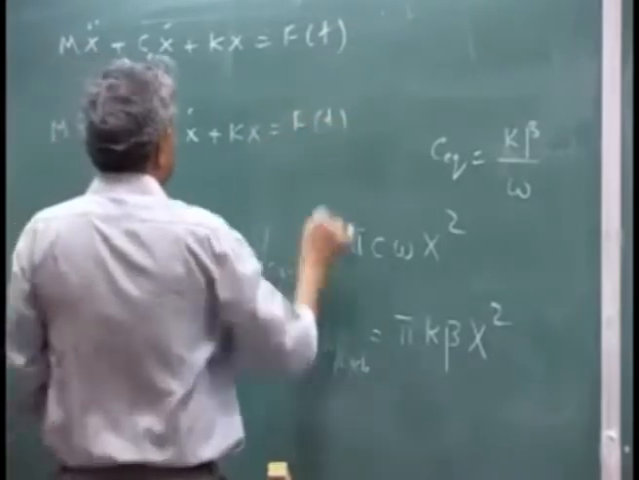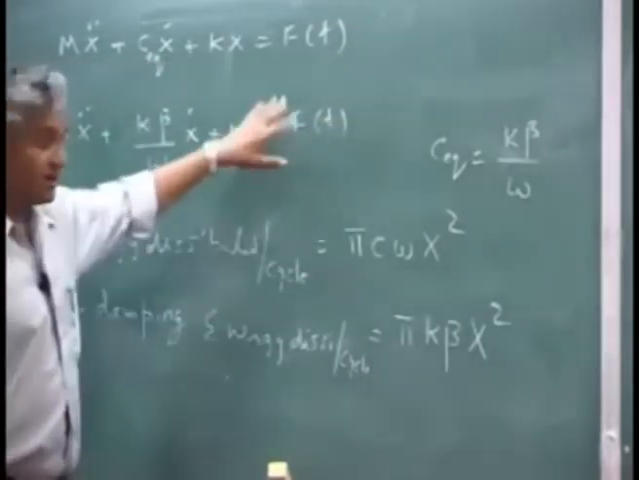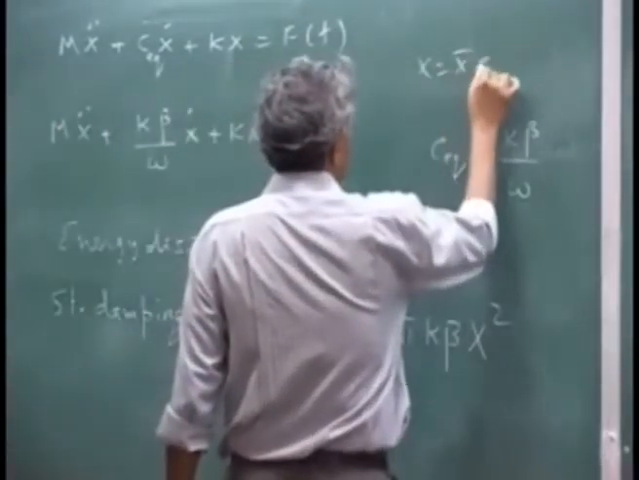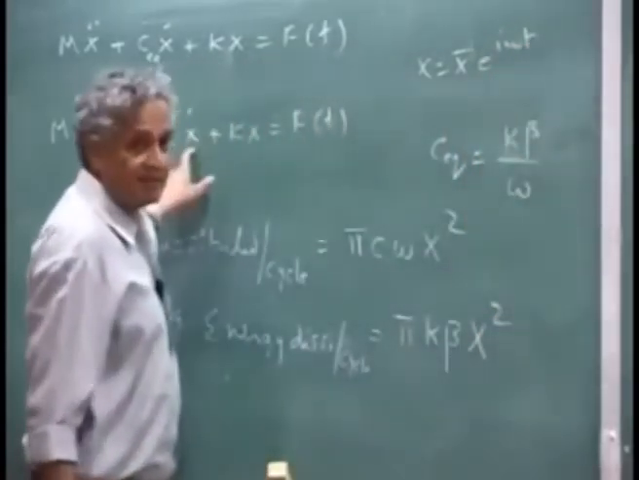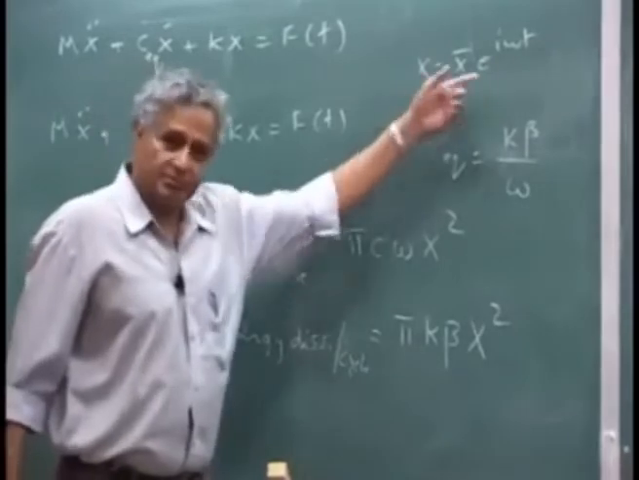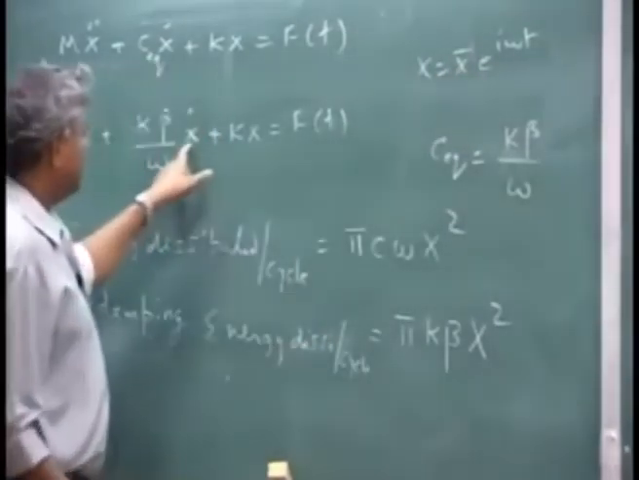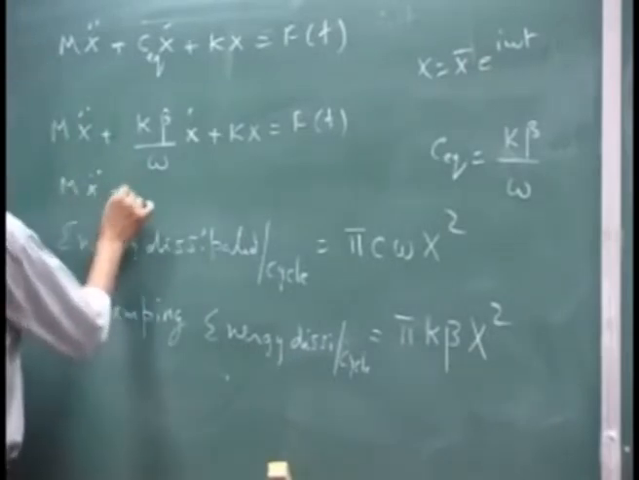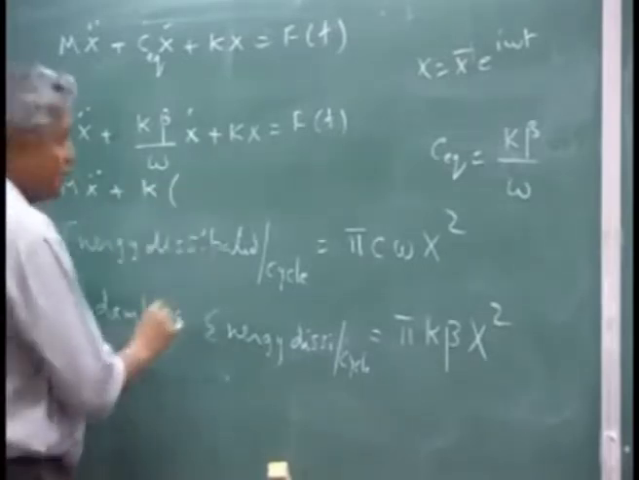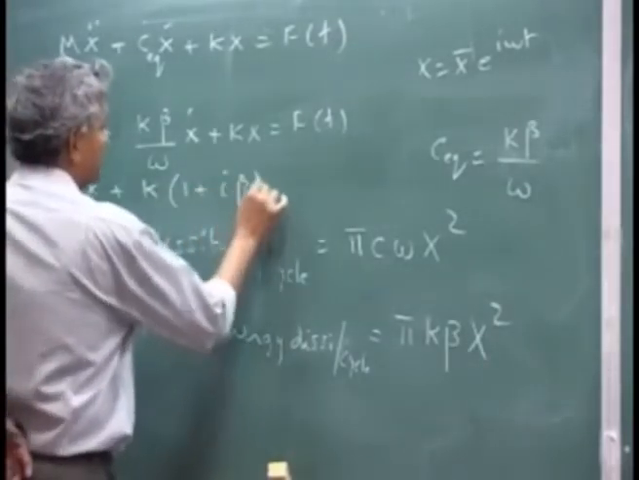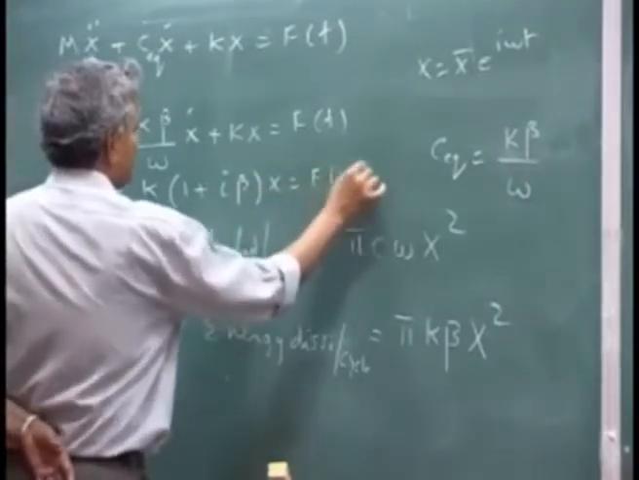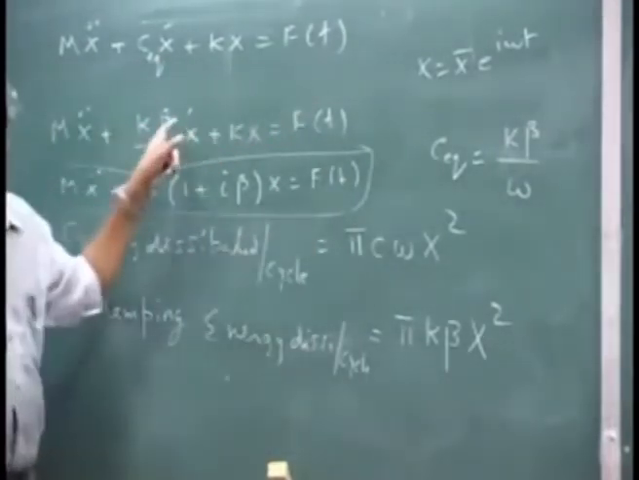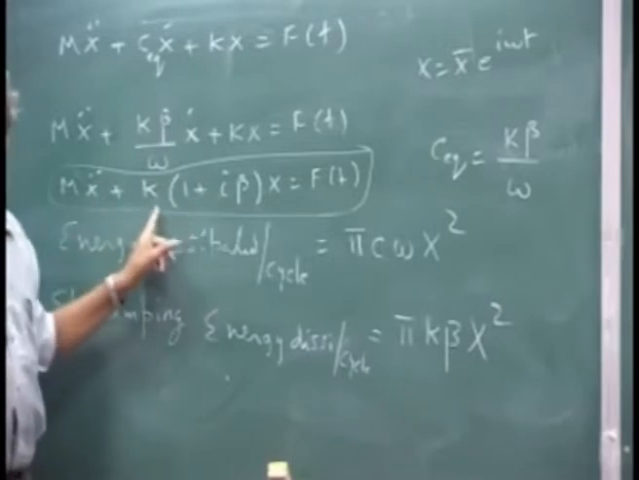Equals f of t, right? But x, I assume it is a harmonic motion only, all these things are for harmonic motion. So if I assume x is equal to x bar e to the i omega t, x dot will be i omega x. So what will happen? Omega omega will cancel out, I will get k into 1 plus i beta x, because I am substituting that. So this term is now complex stiffness.